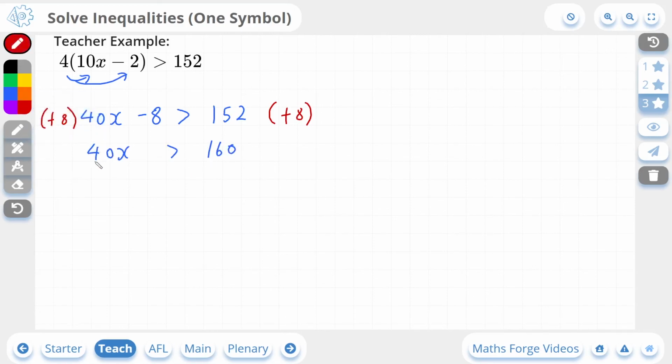And now to detach this 40 from the x, this is 40 times x, we are going to divide by 40 on both sides of this inequality. This is now going to give us x is greater than 4. And if we check our answer, there it is. And that's it for the lesson on solving inequalities with one symbol.